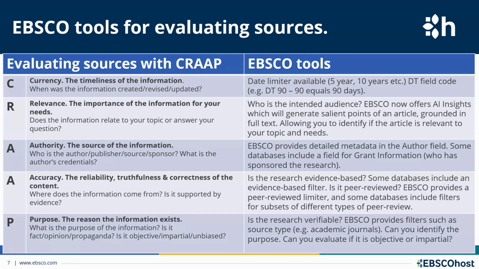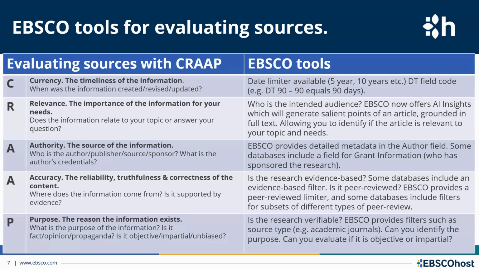EBSCO provides detailed metadata, and in the author field, you'll often find the author's credentials. So you'll usually be able to identify who they are and where they worked when they produced that piece of research. Some databases also include unique field codes for grant information, which will show you who has sponsored the research. Our second A in our acronym here is accuracy, so the reliability and the correctness of the content.